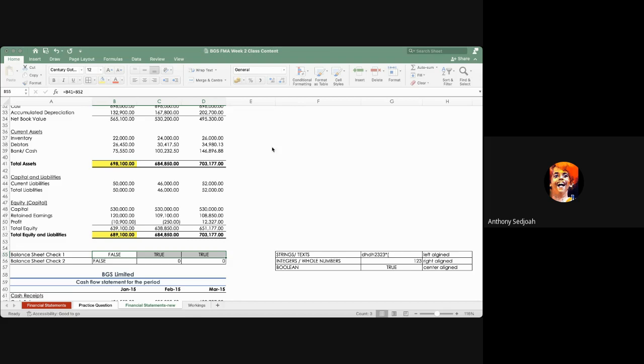Do you guys know about conditional formatting? With it, if a value is true, it will show us green. If it is false, it will show us red.